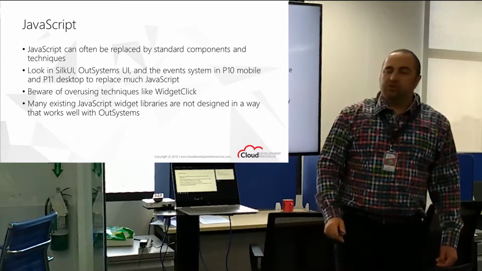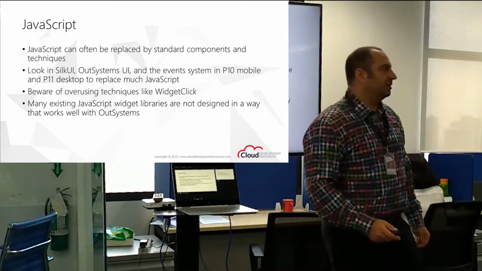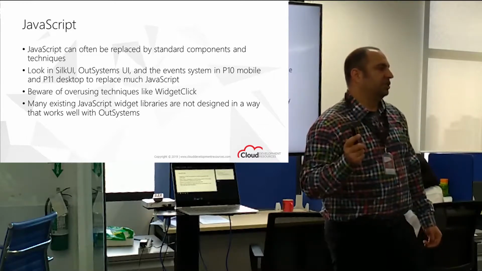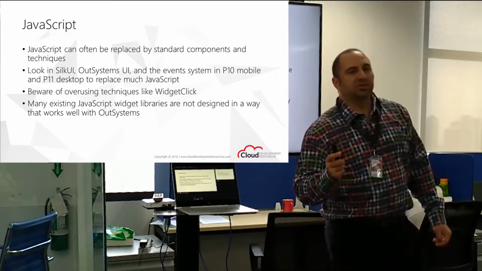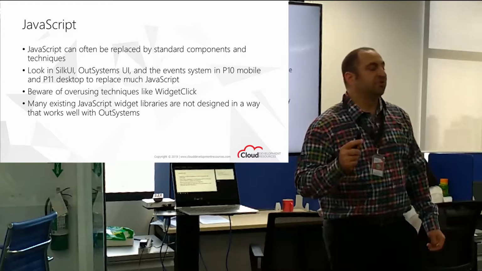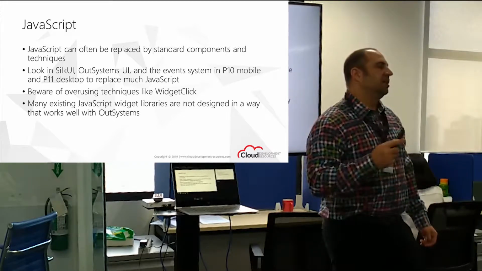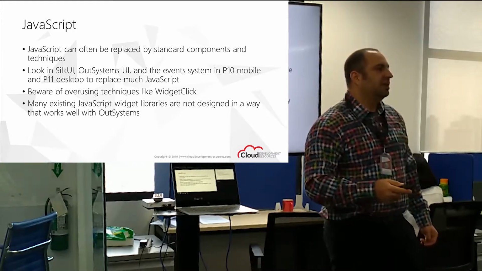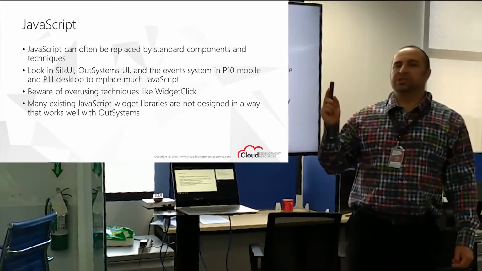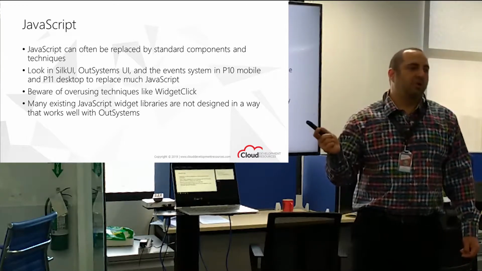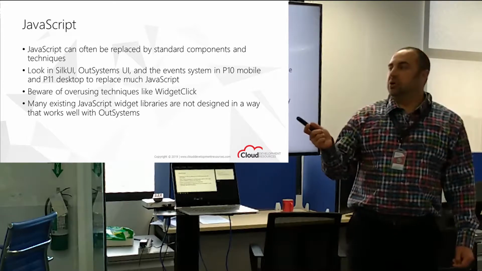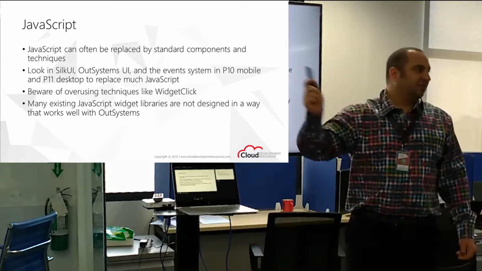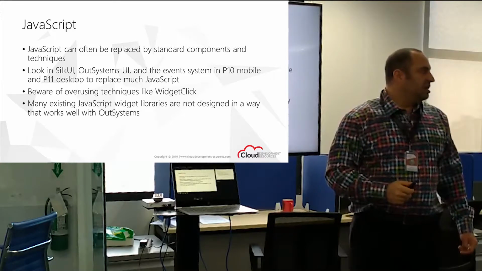JavaScript, a lot of times we write that. It turns out that a lot of times if we're writing JavaScript, it's not because our JavaScript's bad, it's because we don't understand all of the widgets and libraries available to us already. There's a ton of things that we're doing in JavaScript that OutSystems has already done for us in the OutSystems UI Web, or if you're on version 10, Silk UI. In those components, they've already got a ton of things already built in JavaScript.